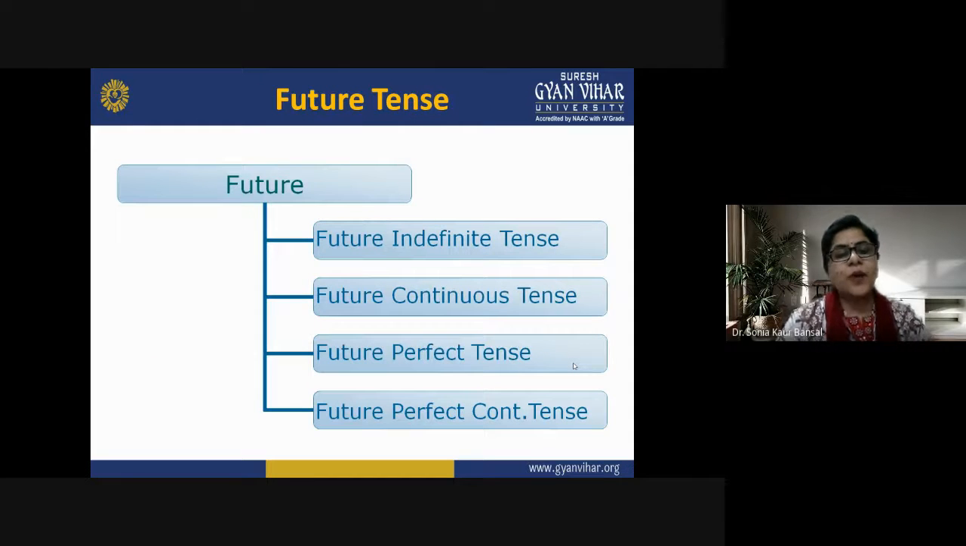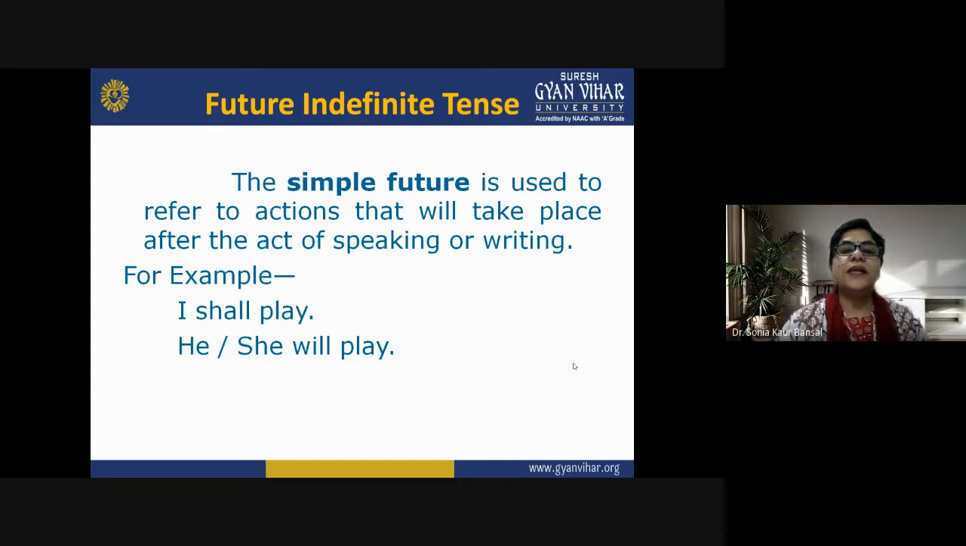And now let's understand about future tense. Future tense has future indefinite tense aspect, future continuous tense aspect, future perfect tense aspect, and then future perfect continuous tense aspect. So how we are going to say this? Future indefinite tense. The simple future is used for actions that will take place after the act of speaking or writing. So when I'm talking to you, I'm declaring something. Just right now, I'm going to do something. So that is just telling you about an action in the coming time.